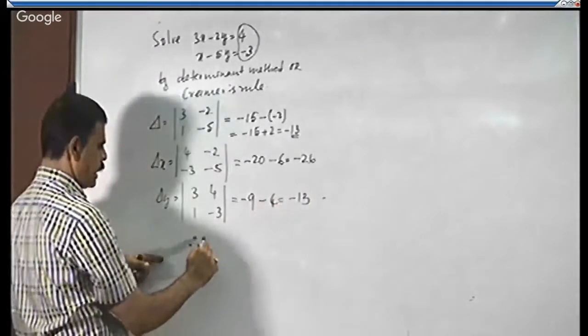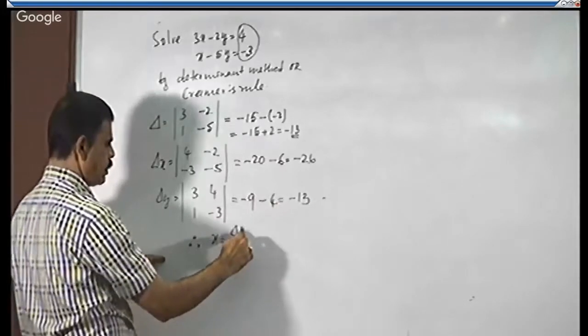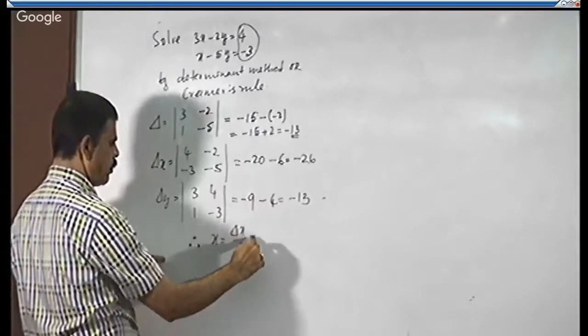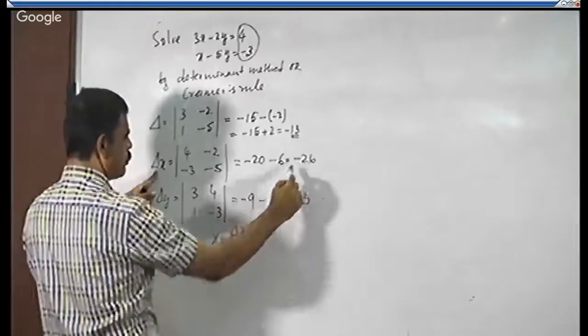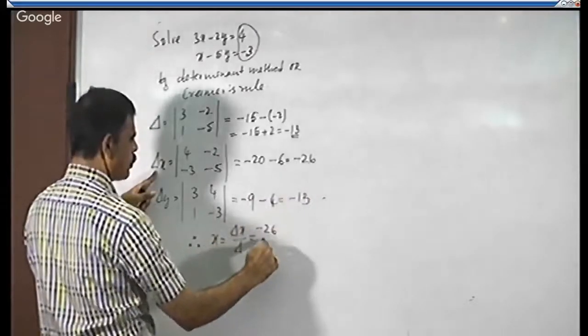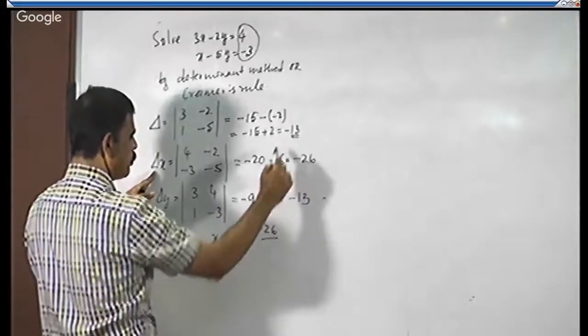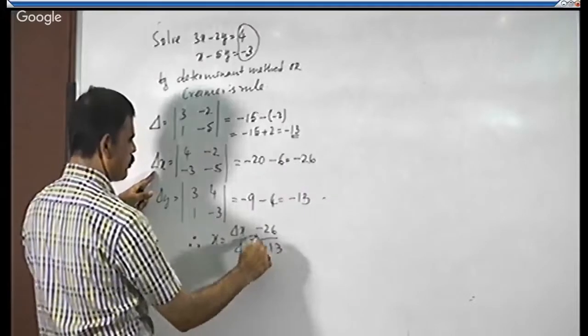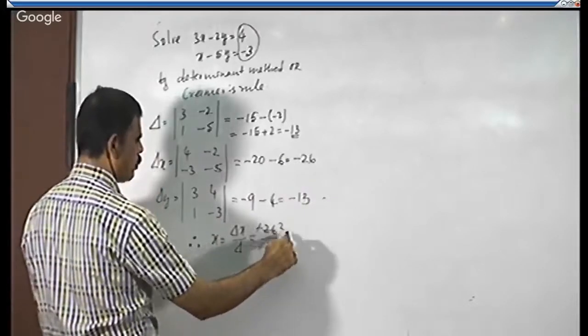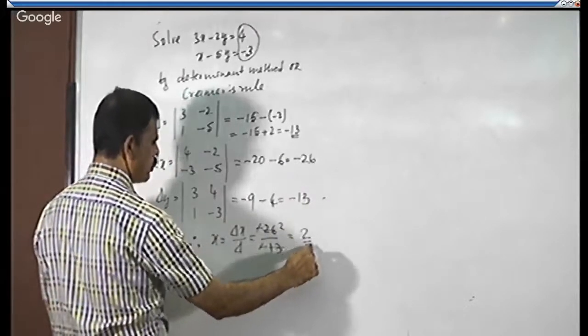Therefore, x is equal to delta x divided by delta. What is delta x? Delta x is equal to minus 26 divided by delta, which is minus 13. Minus minus cancel. 13 ones are 13, 13 twos are 26. The x value is what? 2.